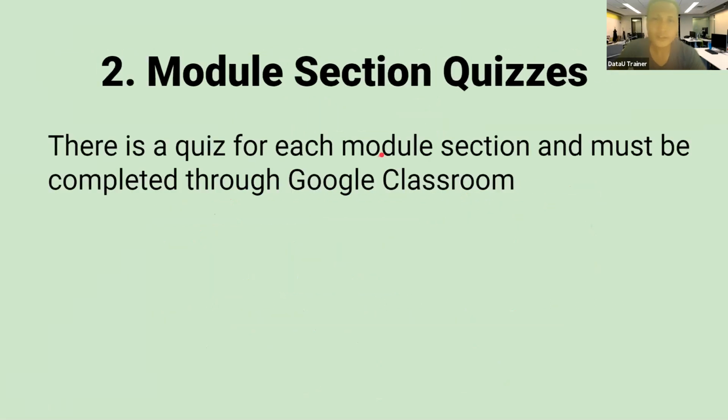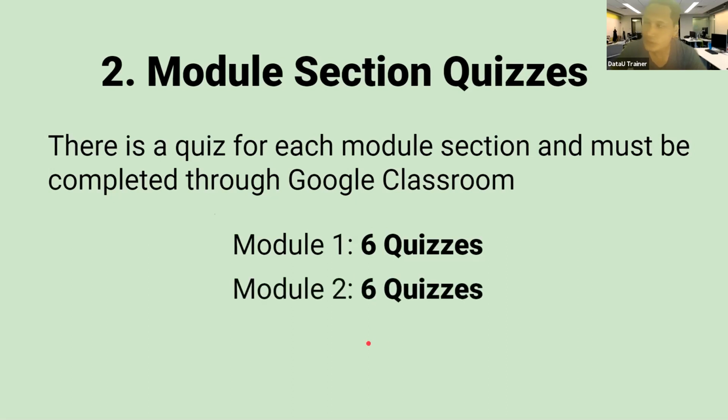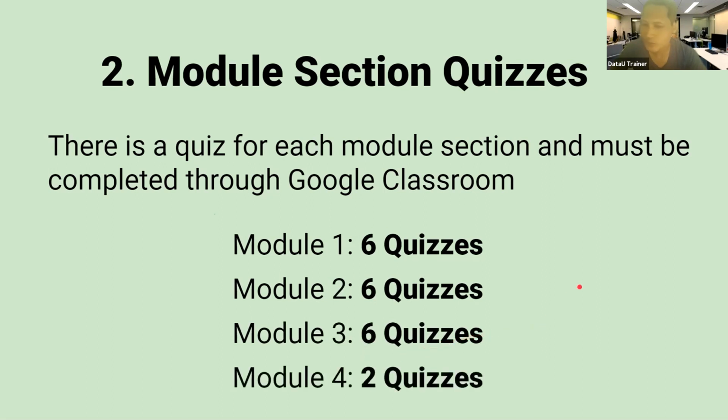We'll move on to module section quizzes. So there is a quiz for each module section and must be completed through Google Classroom. So after you finish one of the module sections, you'll have to just go to Google Classroom, do the Google form, and it will assess your comprehension. So each module has a certain amount of quizzes. So for module 1, there's 6 quizzes because there's 6 sections. Module 2 also has 6 quizzes. Module 3, another 6, and Module 4 only has 2 quizzes because it's a bit shorter.